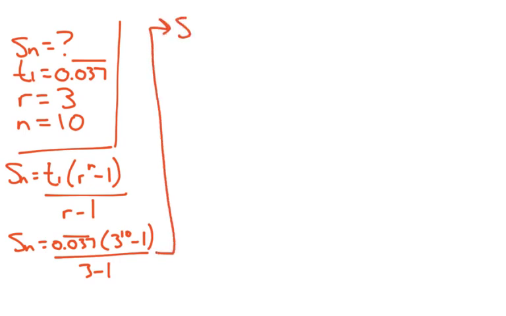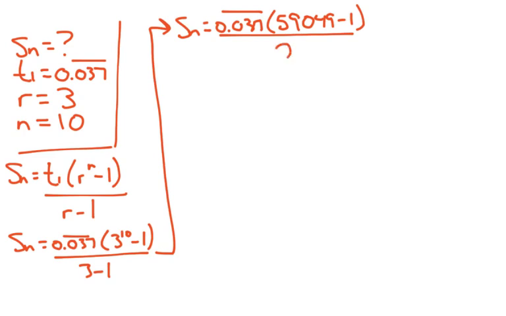do 3 to the power of 10, 59,049, do 3 minus 1, it's 2, do 59,049 minus 1, that's 59,048.